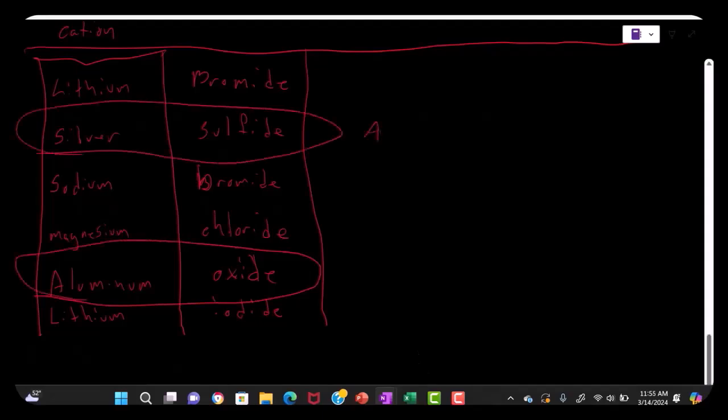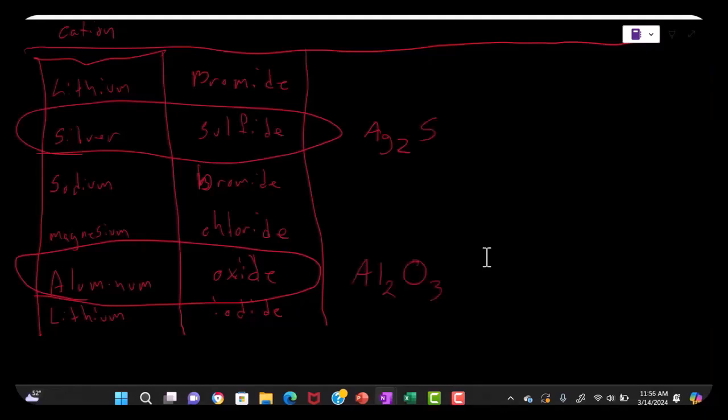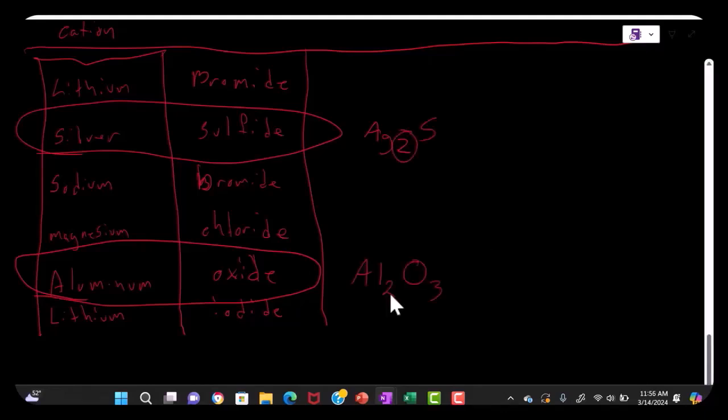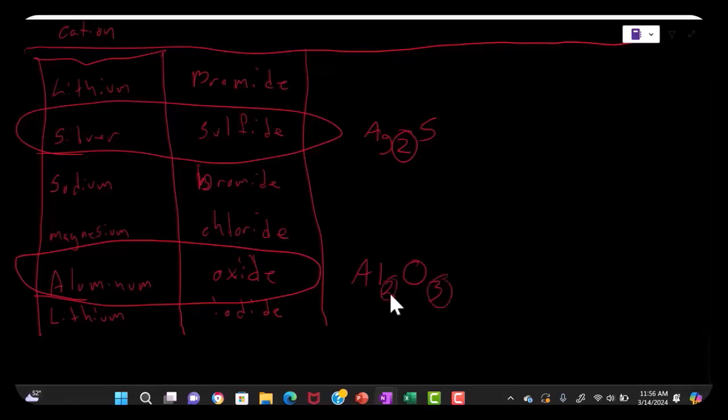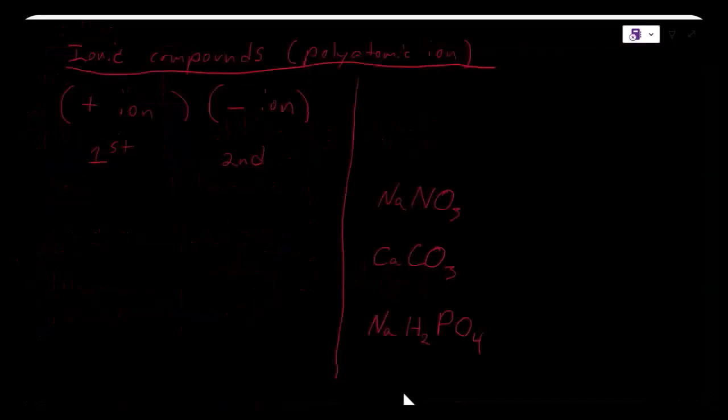If you notice, their formulas have subscripts. The silver has a subscript of 2 right here. Aluminum has a subscript of 2 here, and oxygen has a subscript of 3. We do not take this into consideration when we name the compound. These are simply ignored.